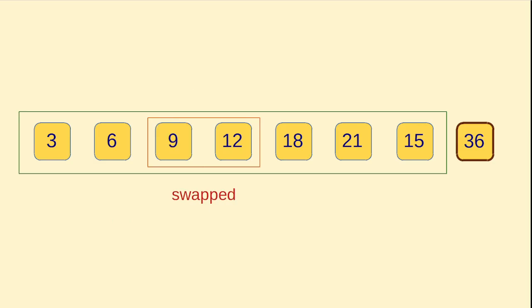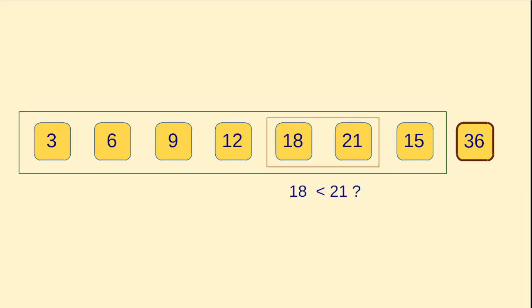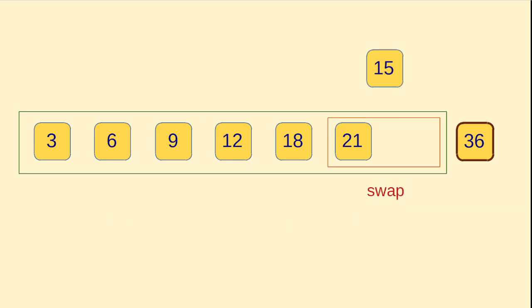Attention shifts to the next pair of elements, we compare, and the result turns out to be true, so we decide no swap. Our attention moves on to the next pair, we compare, the result turns out to be true, so we do not swap. On the next comparison, the result is false, so we decide to swap.